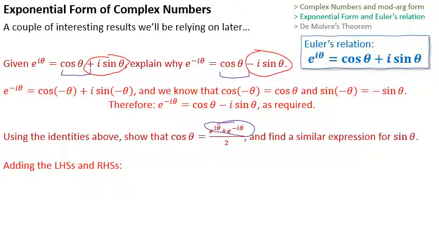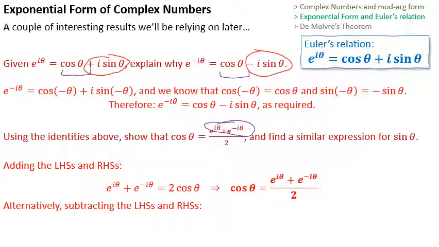This is essentially simultaneous equations by elimination, as you would have learned way back when. So if we do that, the i sine theta terms cancel out, the cos theta terms combine to give you two lots of cos theta, and all we need to do next is divide by 2. We've got an expression for cos theta. If you want to make the sine theta terms combine and the cos theta terms cancel out, subtract the left-hand sides and right-hand sides respectively. So I'm going to start with e to the i theta and I'm going to take away e to the minus i theta.